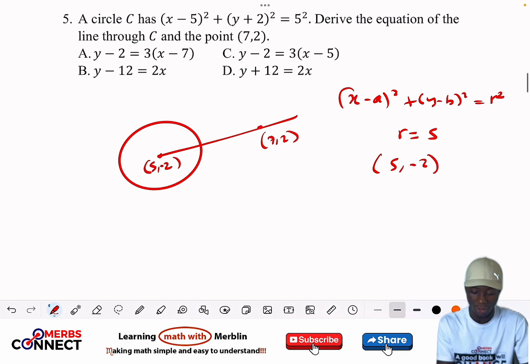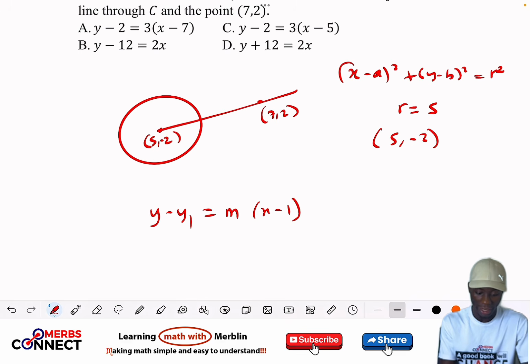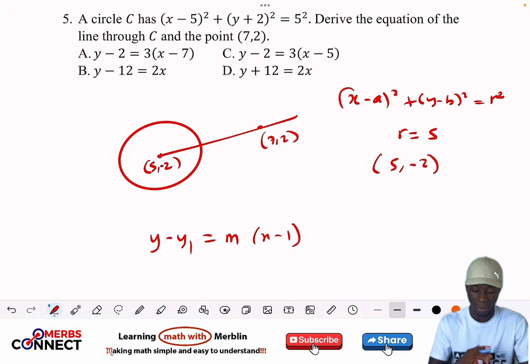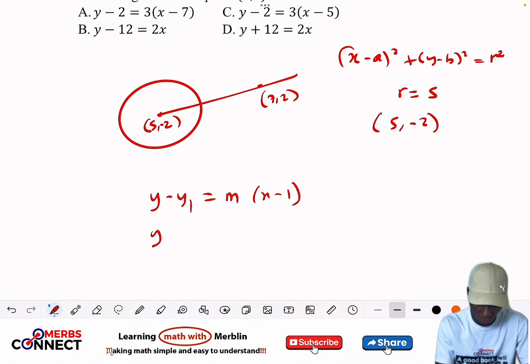Now we want to find the equation of the line. So the equation of the line should be y minus y1 is equal to the slope times (x minus x1). Basically, all of them are on the line, so you can pick any point. But let me use the point which was given. So I'm going to have y minus 2 is equal to m times (x minus 7). So I need the slope.